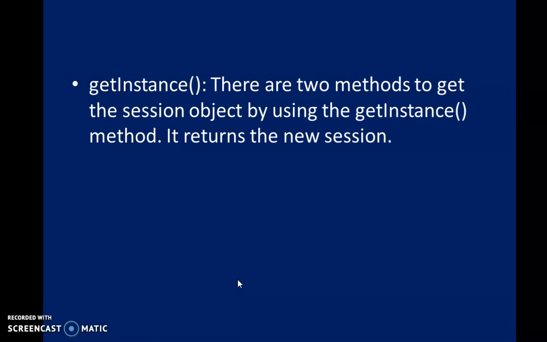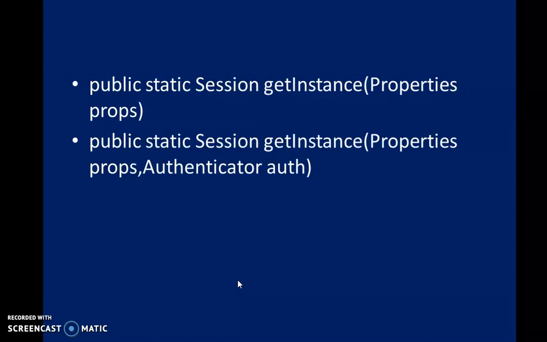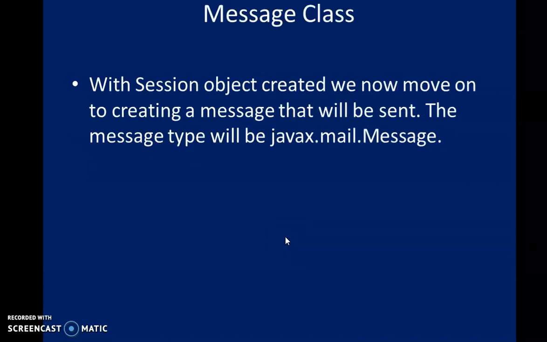By using the getInstance method, it returns a new session. So getInstance is used to return a new session: public static Session getInstance, with properties or authorization details. Everything related to the session we can retrieve by using these methods. And then the Message class.